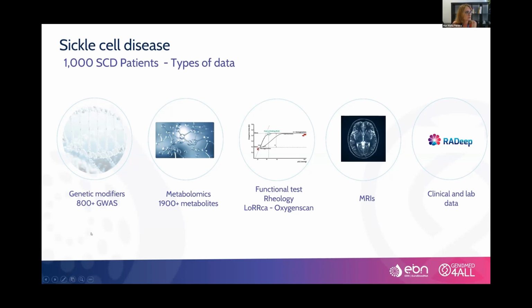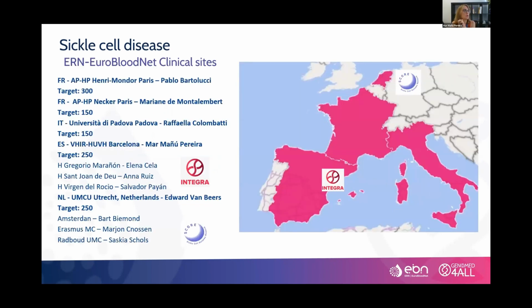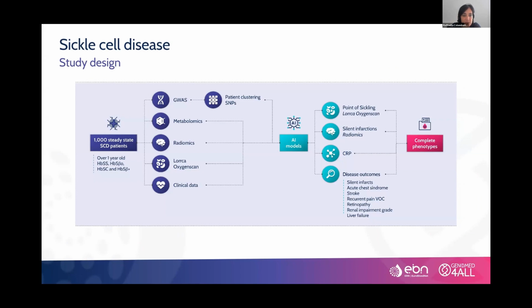for sickle cell disease. So I also want to show you who is doing all this effort, because this is a huge effort, and the EuroBloodNet partners that are part of GenoMed4All. So we have four countries contributing and several clinical sites, as you can see here, with this objective of gathering all this information for 1,000 patients. The objective is 1,000 patients. We have almost reached that and are expanding more, and collecting all the data that we said in previous slides.